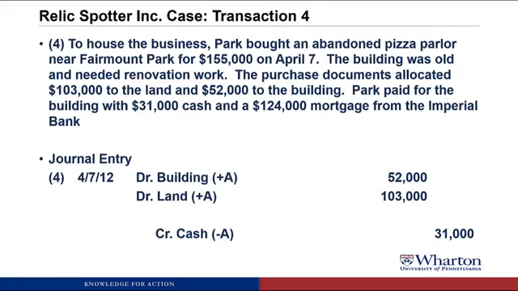Now at this point our debits don't equal our credits, so we can't stop. We're missing one more piece, and that piece is the mortgage. A mortgage is a liability. Liabilities go up with a credit, so we need to credit mortgage payable for $124,000, and now our debits equal our credits.